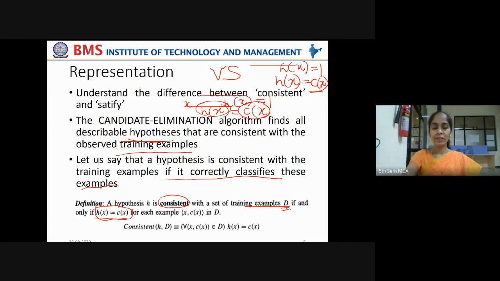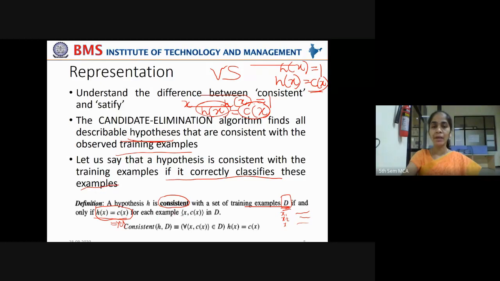Now see this definition again. A hypothesis h is consistent with a set of training examples D, which contains all the training examples x1, x2, x3, if and only if h of x is in accordance with the concept, that is c of x, meaning wherever the outcome is yes. Okay. For each example, understand it better.